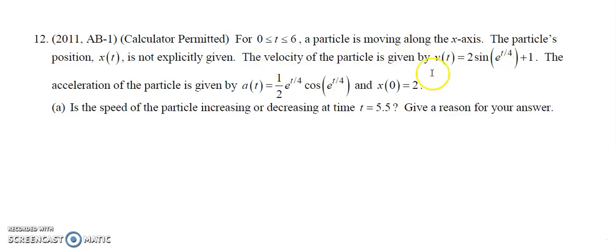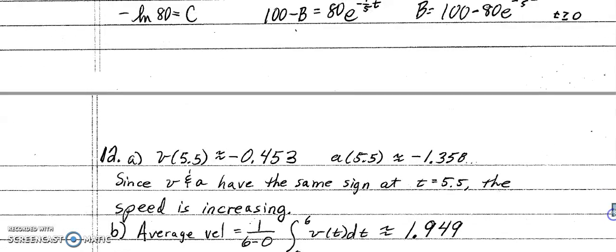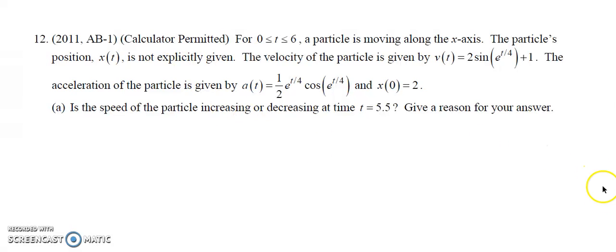So, motion, speed of the particle, increasing or decreasing. So, speed, what's the velocity, what's the acceleration at 5.5? That's all we're looking for. What's the speed, what's the velocity, what's the acceleration? They have the same sign, so the speed's increasing. That's all you got to do. Those numbers, sentence. Done. Don't say anything else. Don't have to.